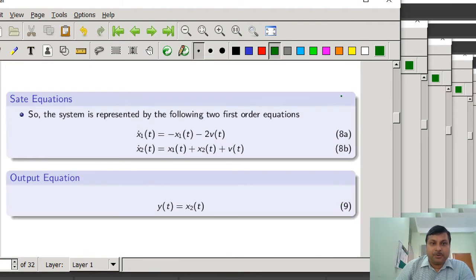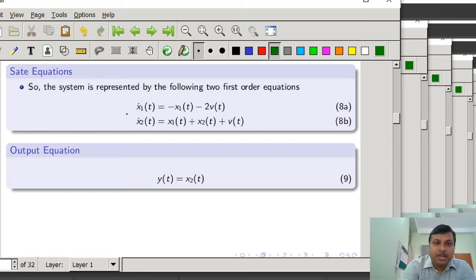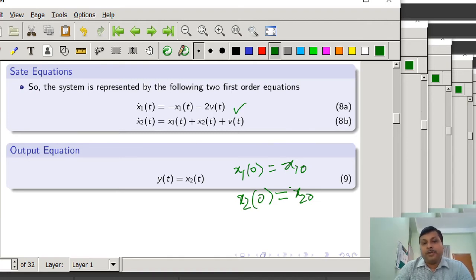If you go back to the differential equation, when we described the system output, we observed that not only the input is required, but along with that we have to know the initial condition x1(0), which we have assumed to be some non-zero value, and x2(0), also some non-zero value. So these are the two things we have to know.